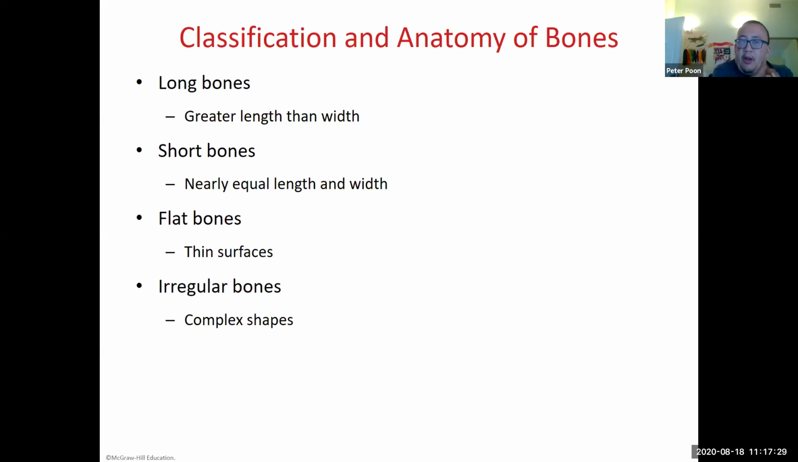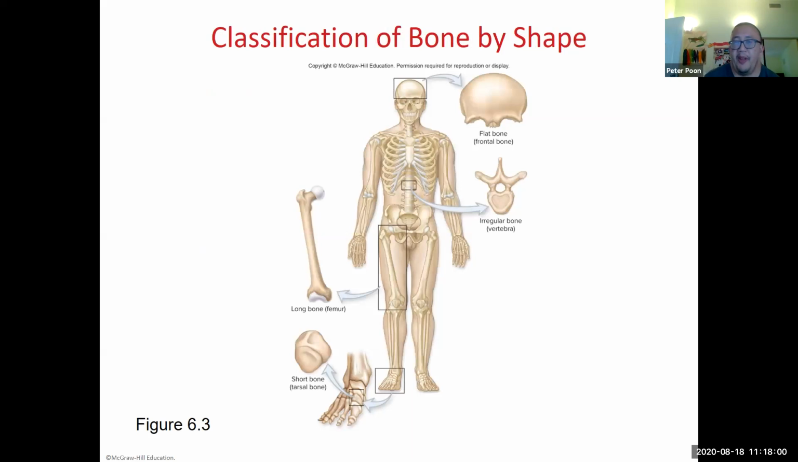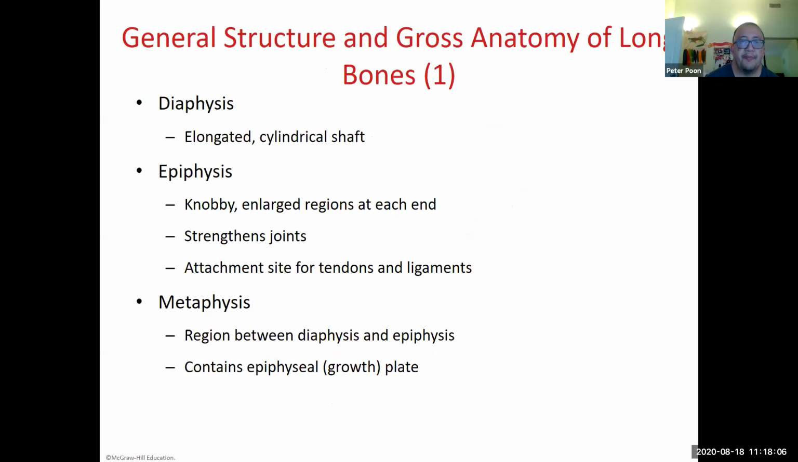Short bones are known to be equal in length and width. These are the bones in your wrists or your ankles. They're small, kind of circular bones. They're equally long and wide. Flat bones have thin surfaces. They're going to make up your skull, your scapula, and your ribs. Irregular bones are going to be complex shapes. Irregular bones are the ones that don't fit any other category. So you can see the classification of bones here.